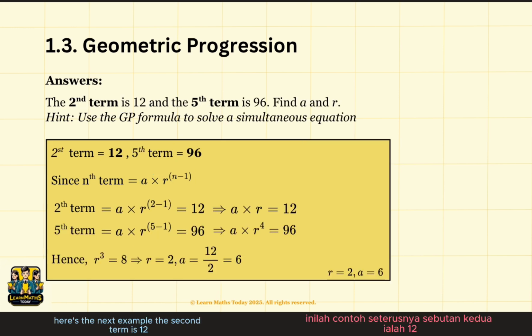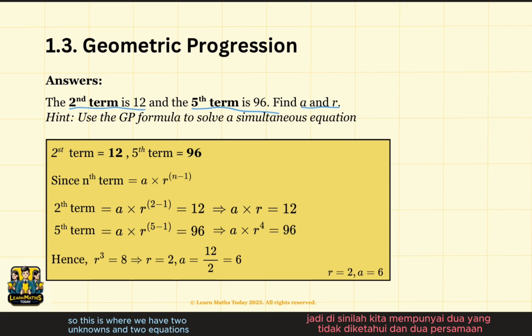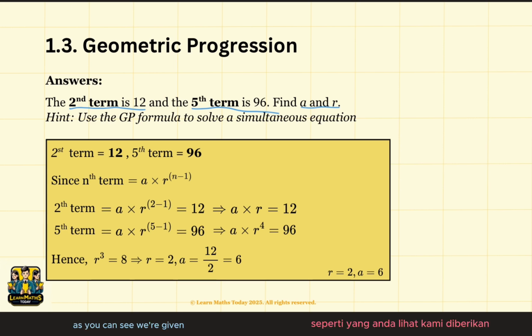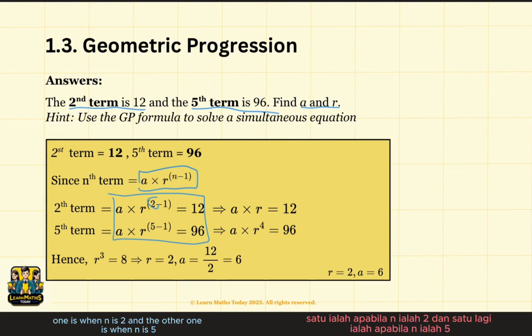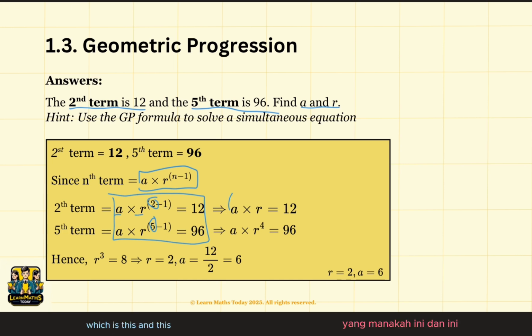Here's the next example. The second term is 12, and the fifth term is 96. We're asked to find a and r. So this is where we have two unknowns and two equations. As you can see, we have to use this formula, and we're given these two expressions. One is when n is 2, and the other one is when n is 5. And therefore, we have two unknowns, a and r. That's why we need two equations, which is this and this.